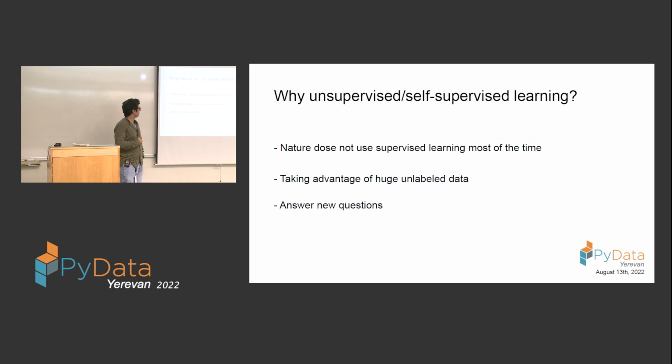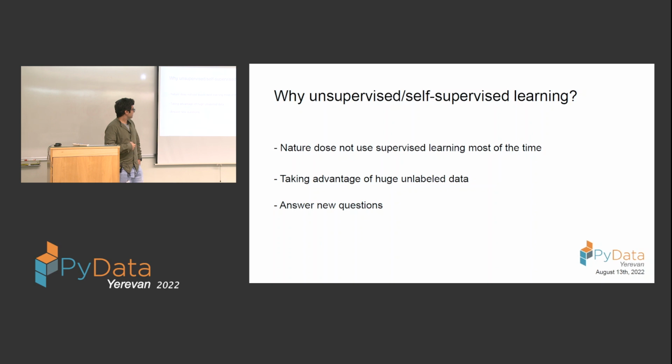Another reason is that right now there are millions of posts every day on social media, and lots of blog posts and news. We're creating content on the internet, but there are no labels on it. So if we want to use that data, we should go for unsupervised learning, because most of the time the data on the internet doesn't have labels when you are crawling it.